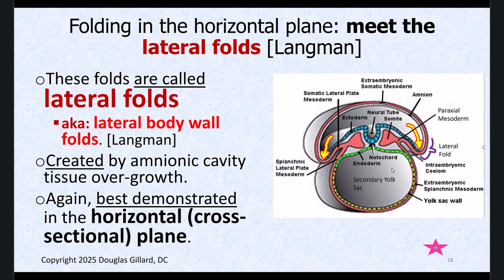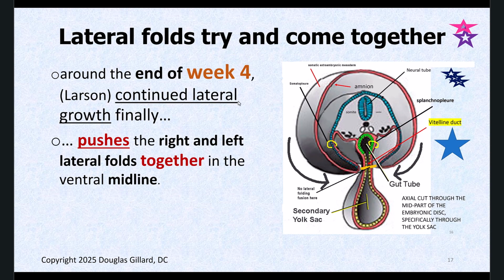Now we got a problem in the middle of the embryonic disc because we got this big yolk sac. And we ultimately want to fuse these two ends together. These lateral folds need to come all the way around and fuse. But we have a problem here in the middle, as we'll see here in a second. So by the end of week 4, this is about all we're going to get here in the middle section at the level of the secondary yolk sac, which will become the umbilicus region. So lateral folding will be incomplete.